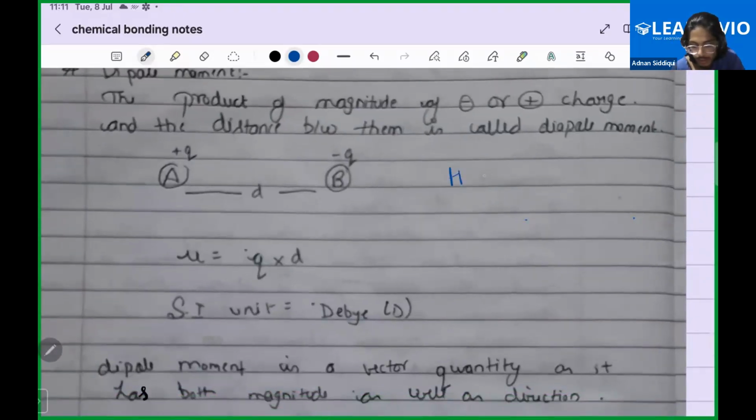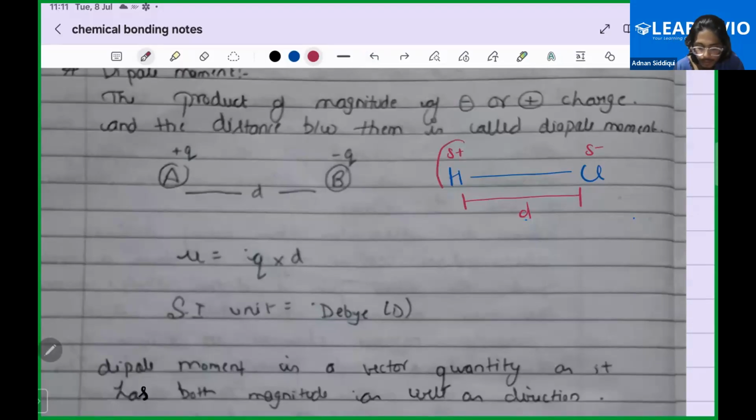So basically, if you have an HCl molecule, the H atom and Cl atom are separated by distance, let us say d. This chlorine, due to more electronegative nature, will acquire a partial negative charge, and hydrogen will acquire a partial positive charge, right? So if we need to define dipole moment, what we can say? The dipole moment is the product of magnitudes of negative and positive charge and the distance between them.